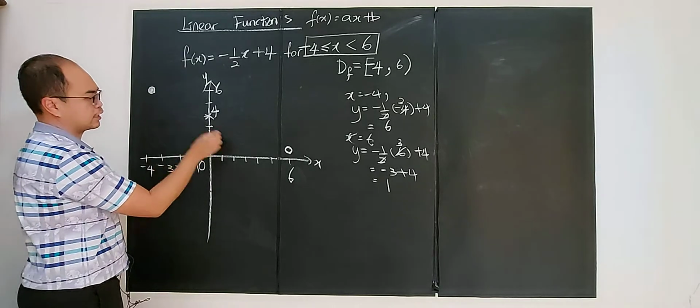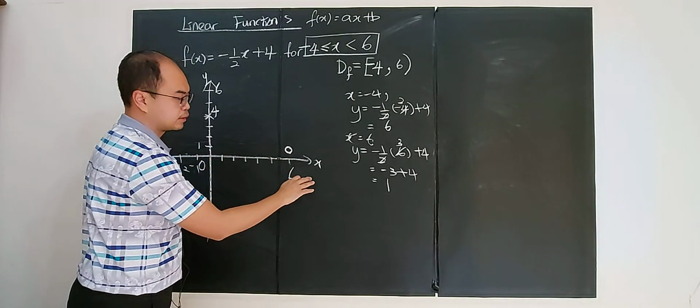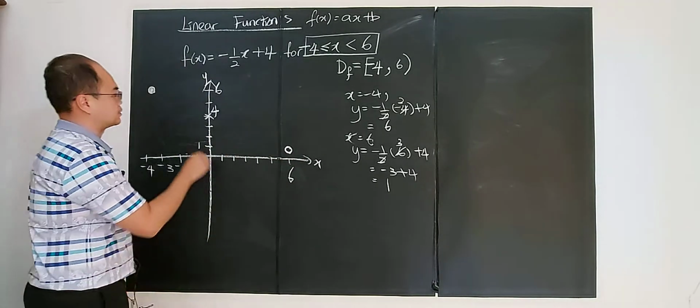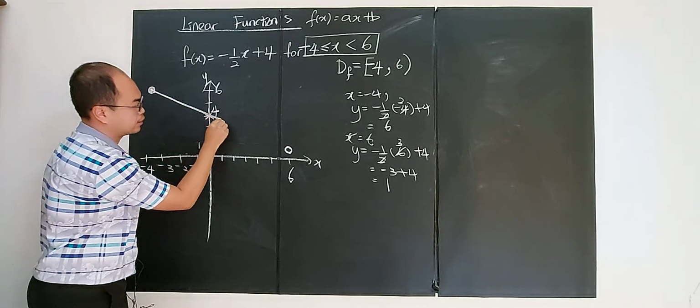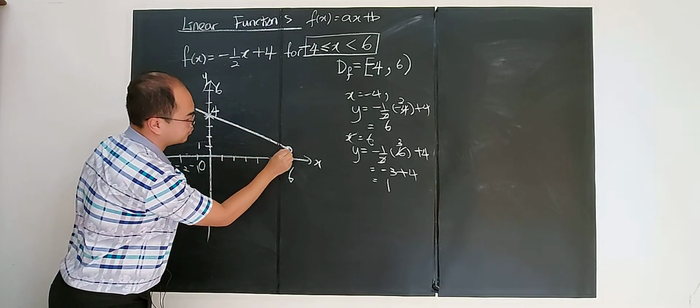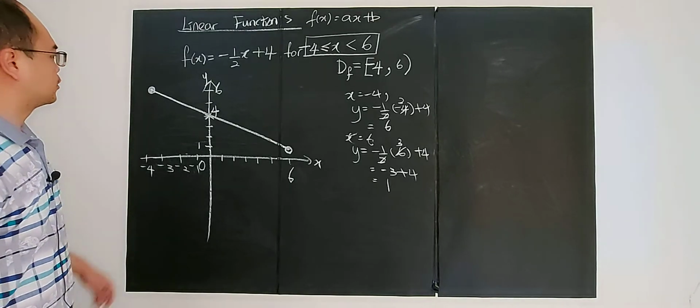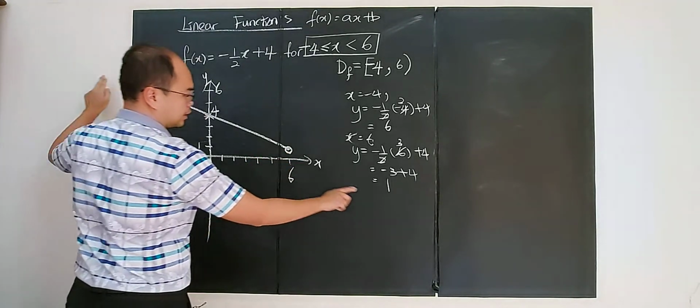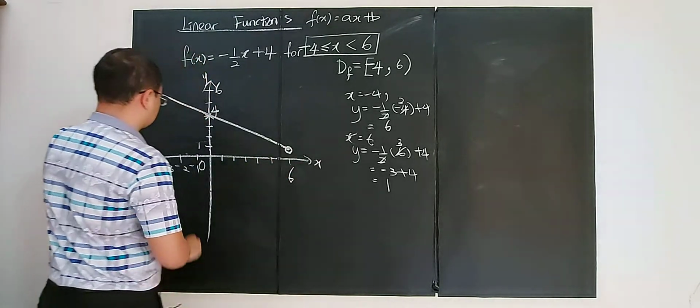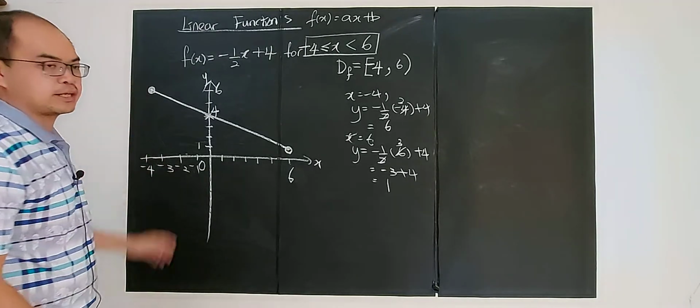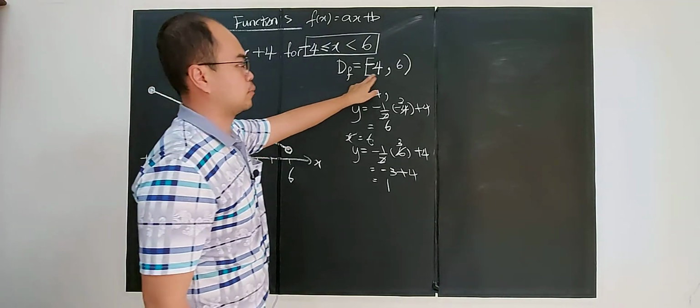As you sketch the graph, it never intersects the x-intercept. So you sketch the graph. This will be the graph. I never draw until the end, which means after 6 there is no graph. Before -4 there is no graph. So that's why the domain will be in between these two.